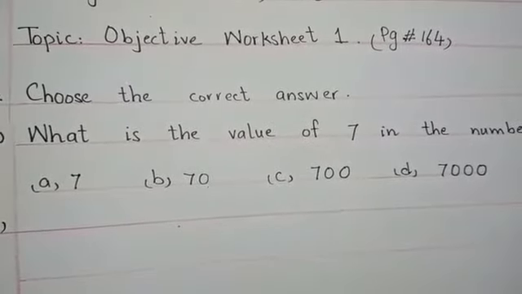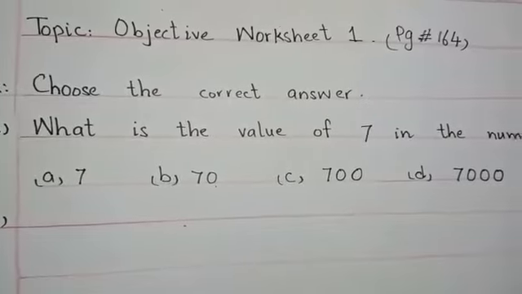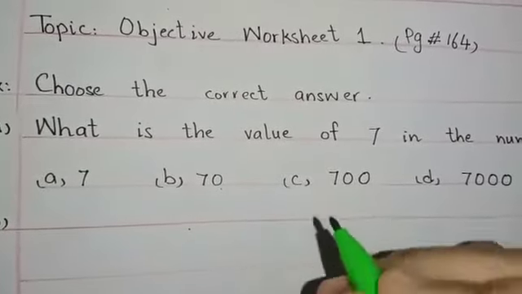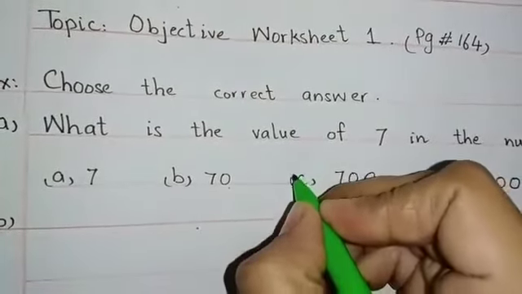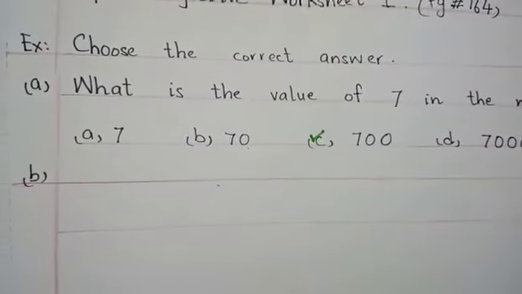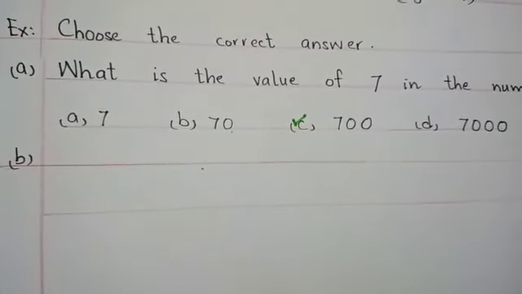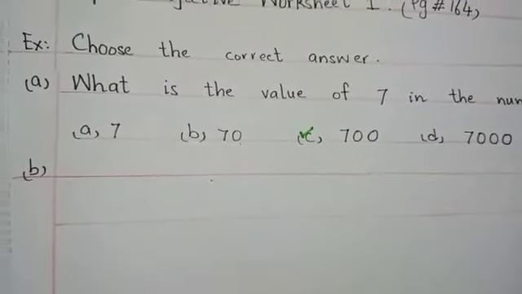Yes, tell me what is the answer, students? So what is the answer? It's 700. So correct answer is 700. So students, same like this you will solve B, C and D part on your notebooks. Do it in very neat handwriting and send me your work.